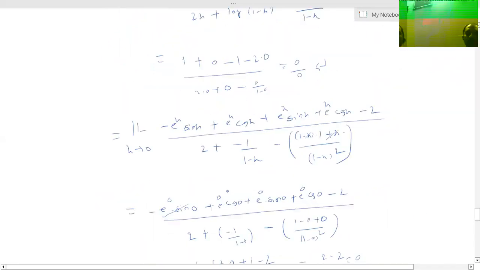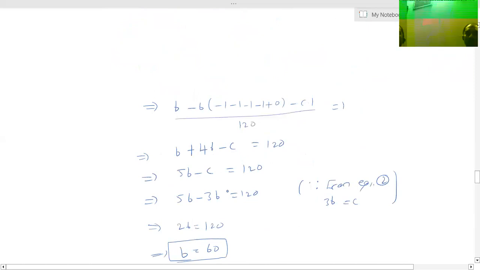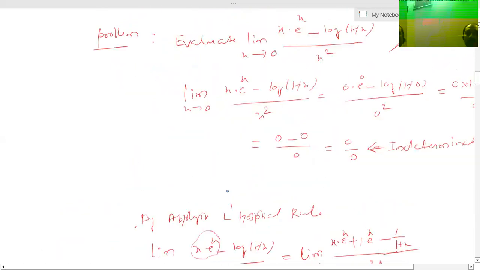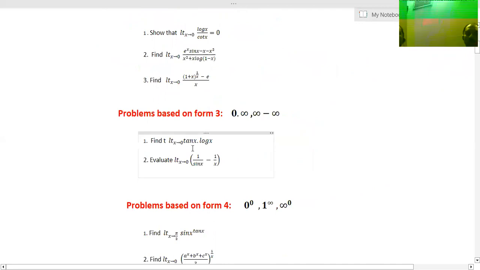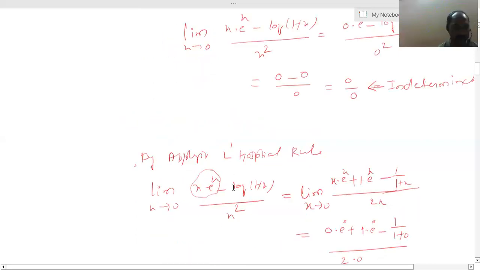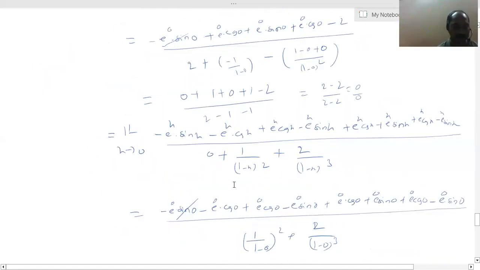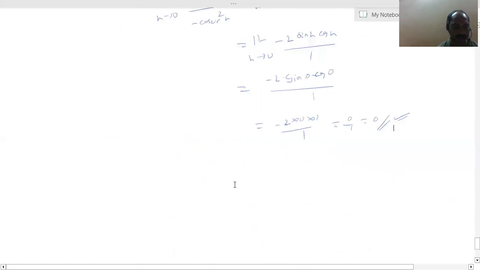Next problem. In our list, you see tan x into log x. Another problem is the infinity minus infinity model: limit x tends to 0, 1 by sin x minus 1 by x. Next problem. Type 3, second model.